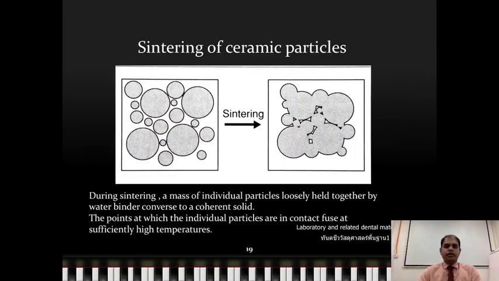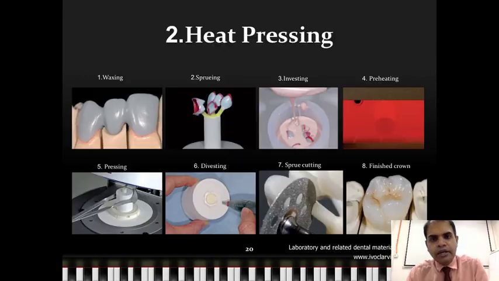Ceramic sintering. During sintering, a mass of individual particles loosely held together by water binder converts into a coherent solid. So different particles come together to make a solid mass by a heat treatment. A high temperature needs to be introduced. This is called sintering of ceramic particles.